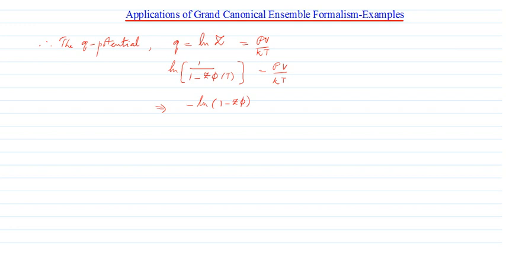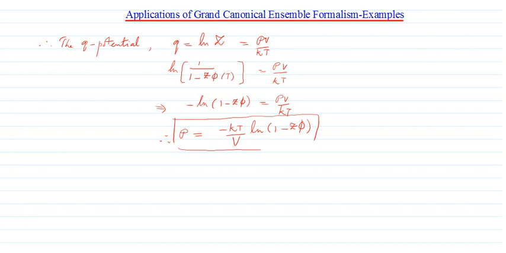Now I am writing simply Z into phi, because phi is a function of t. That is equal to PV by KT. Now, therefore, I can get the pressure of the system, that is, the pressure of the harmonic oscillator system, by cross multiplying: minus KT by V, then log of 1 minus fugacity Z into phi as a function of t. That gives you the pressure of the system of harmonic oscillators. We call it equation number 5 for the time being.